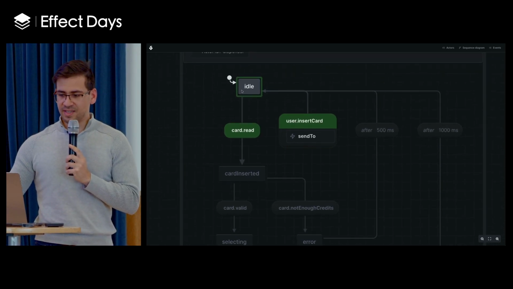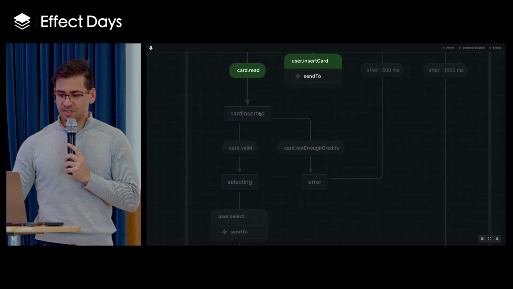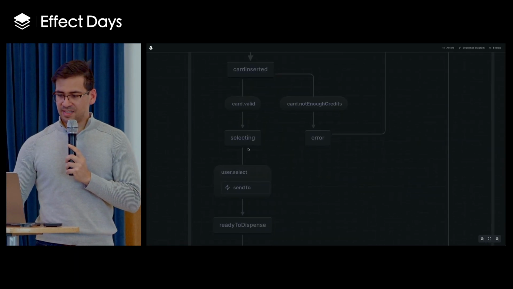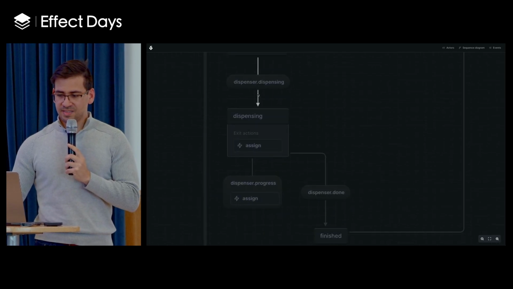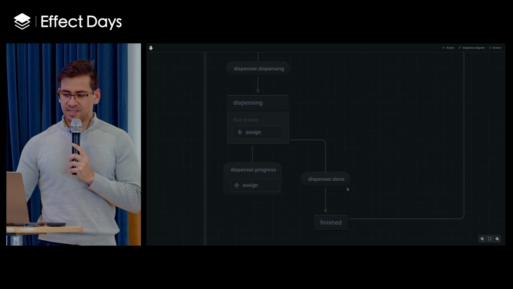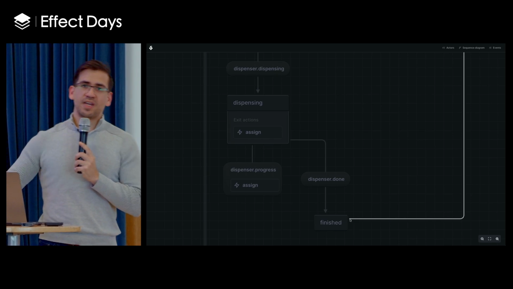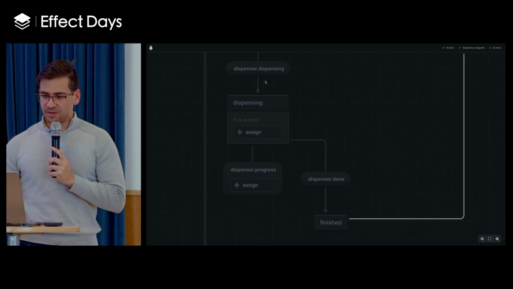So we start in the idle state, and like I said, we go to card inserted, then selecting, we might have an error, and then it will be ready to dispense, dispensing, and then once the dispensing is done, we're finished, and we can go back and we can make another hot cocoa.